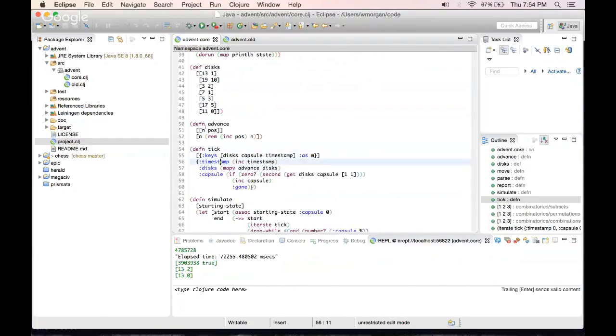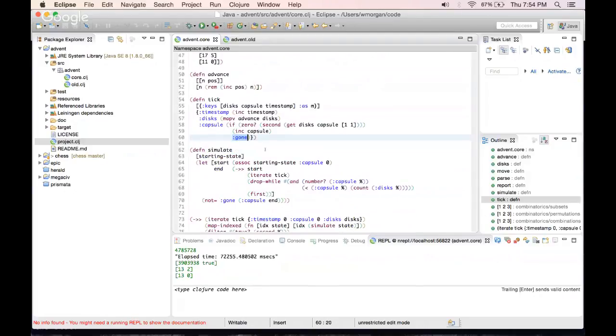At each time tick, we advance all of the disks, and then to simulate the capsule dropping, we check whether the relevant disk is at state 0. We represent the position of the capsule as just a number, and at each time tick, the capsule goes up if the disk that it's on is 0, and otherwise it goes into this state, gone. So those are our two terminating conditions.